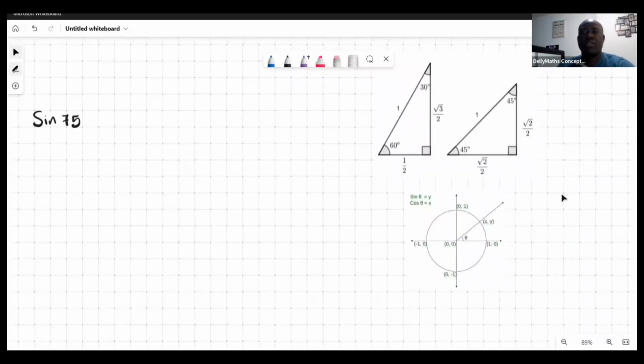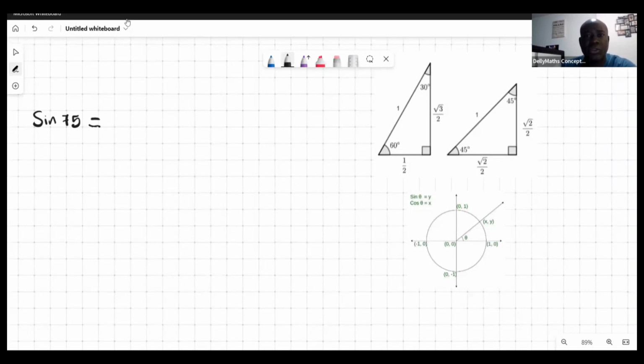So what we're looking at today is just a continuation of the part one that we did on using the sum and product formula in trigonometry. Today we're going to look at a few problems, maybe about three. First one here is that, without a calculator, we're trying to find the exact value of sine of 75 without a calculator.